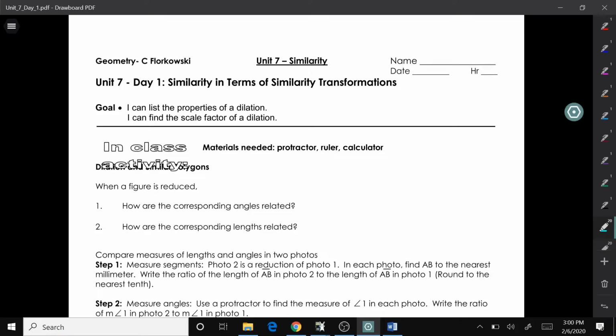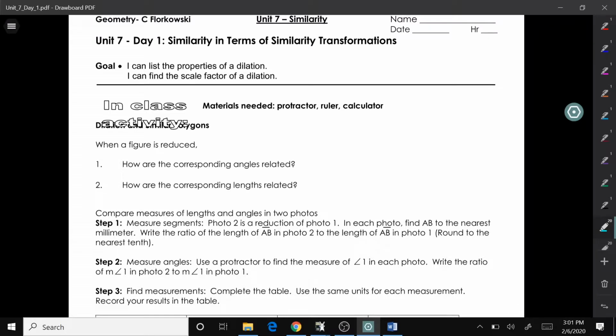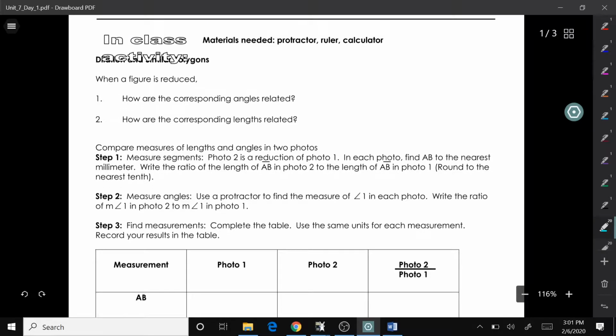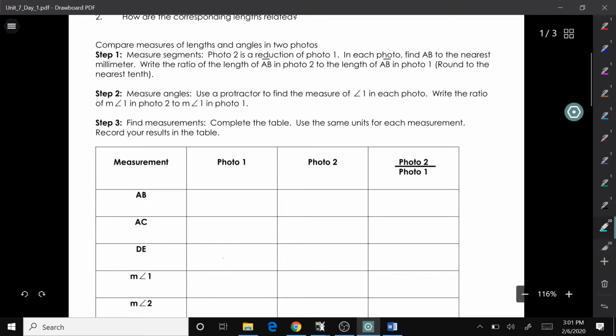All right, so Unit 7 is about similarity, and it's kind of related to congruences, and you'll see some familiar theorems that we use for congruencies, and we'll apply those for similarities as well. So instead of having you guys do this activity while I'm gone, we're just kind of going to fill in the table and go from there.